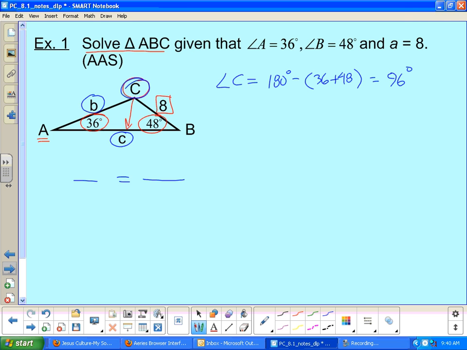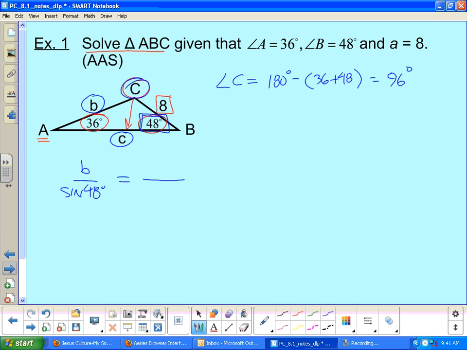Okay, we're going to look for side B. So I'm going to start with what I don't know. And immediately that tells me what goes below this. If I have B that I am looking for, I'm going to use the sine of B below. So sine of 48 is going to go right there.